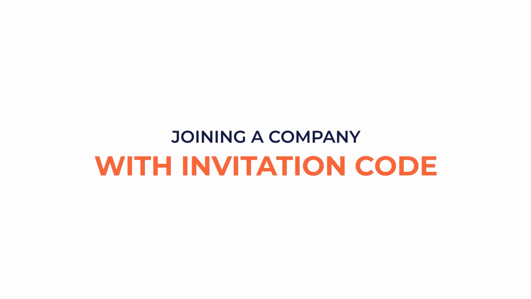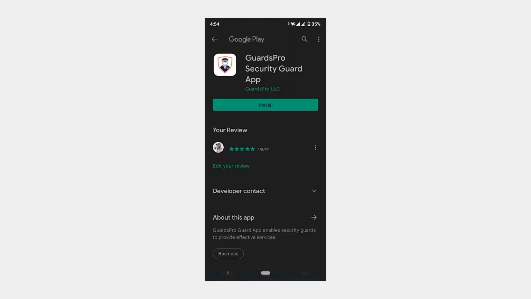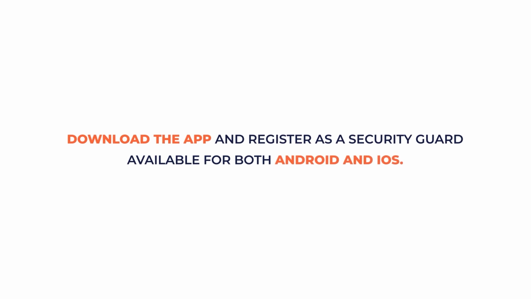One of the methods of joining a company is with a company invitation code. This code is provided by your employer, the Security Guard Company. If this is your first time you've been invited by a Security Guard company and you do not have a Security Guard account with GuardsPro, you will first need to download the app and register as a Security Guard. The GuardsPro app is available for both Android and iOS.